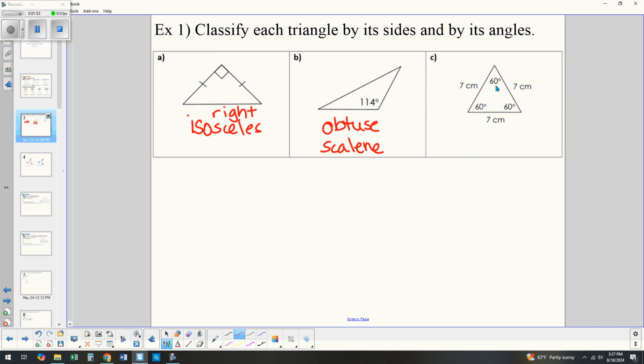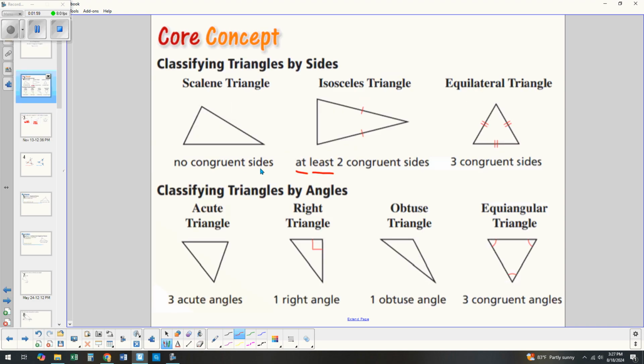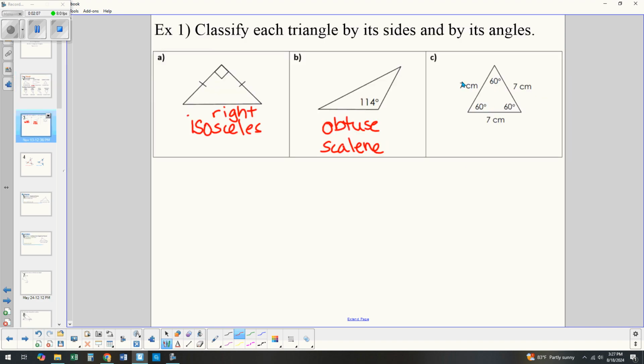And then this last one, we see that all three angles are the same. Okay, I couldn't remember if I said the word equiangular or not. Sorry. So equiangular is when all three angles are the same, and all three sides are the same, so it's equilateral. So this is equiangular and equilateral.